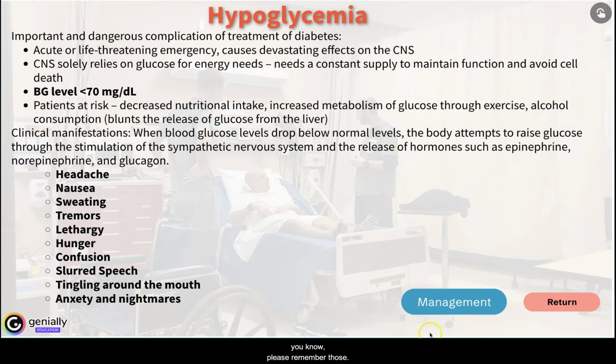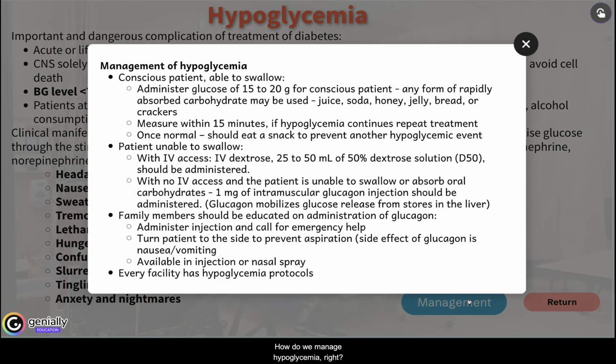Please remember those. How do we manage hypoglycemia? If the patient is conscious and able to swallow, we administer 15 to 20 grams of any form of rapidly absorbed carbohydrates. For example, juice, soda, honey, jelly, bread, or crackers. Even crackers will give them a quick 15 to 20 grams of carbohydrates. You want to measure within 15 minutes. If the blood sugar is still low, repeat that.